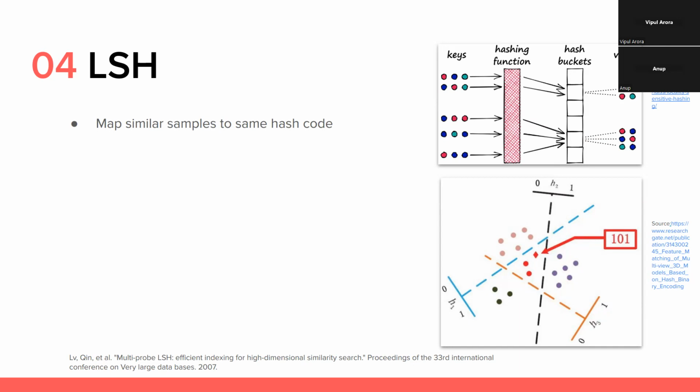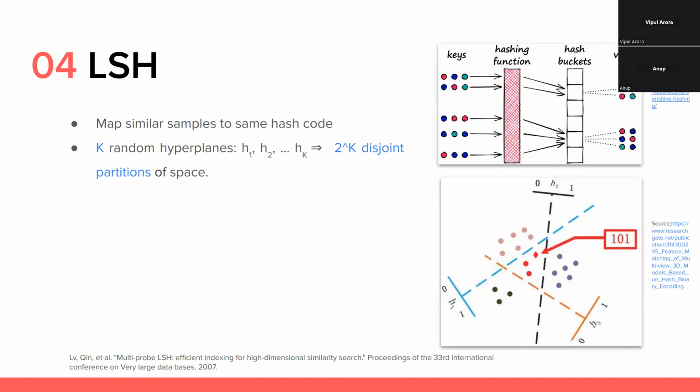How does LSH generate this k-bit hash code? They randomly take k random hyperplanes in a d-dimensional space, and for a particular sample they check whether it belongs to the upper side of that hyperplane or the lower side, and depending on that they assign bit 1 or 0.